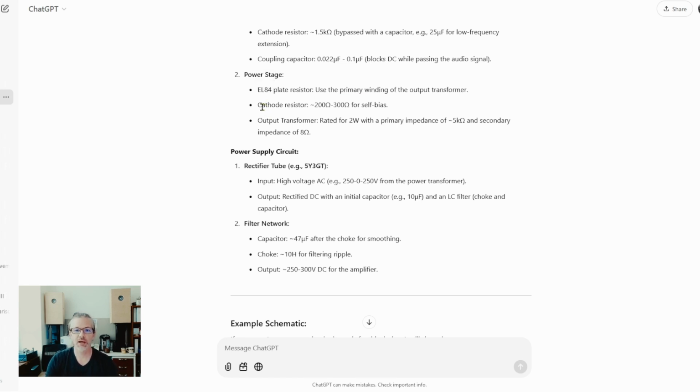Cathode resistor 200 to 300 ohm for self bias. Yep, a 6V6 or an EL84 will work with that. Output transformer rated for 2 watt with a primary impedance of 5k, secondary impedance 8 ohms. Yeah, that will work. However, good luck finding 2 watt rated output transformers.